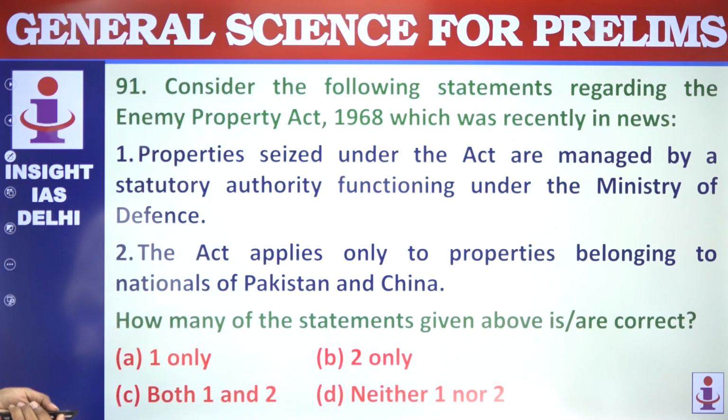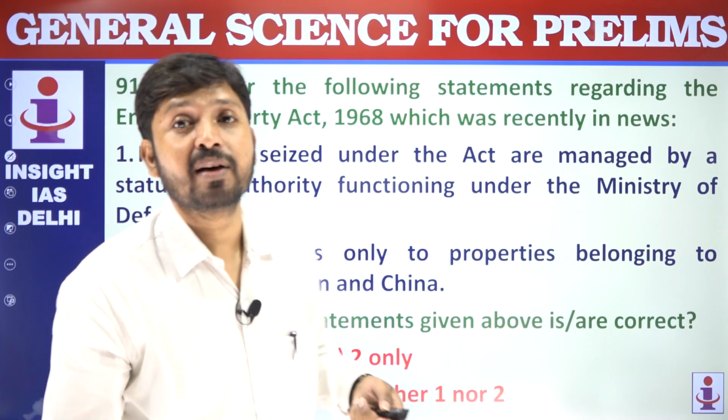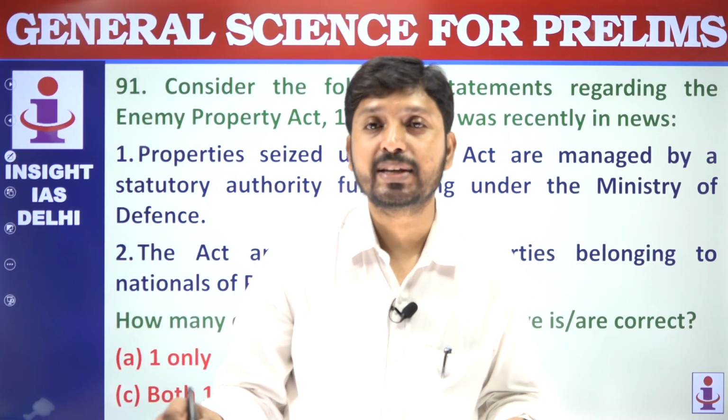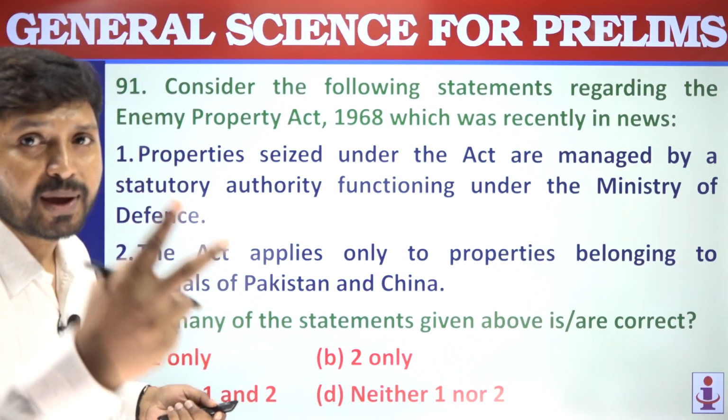Consider the following statements regarding the Enemy Property Act 1968, which was recently in the news. Enemy property is nothing but property of those countries which have shown external aggression towards India. Those are called enemy countries. Only two countries are there, Pakistan and China.